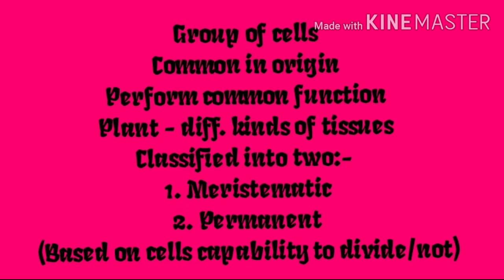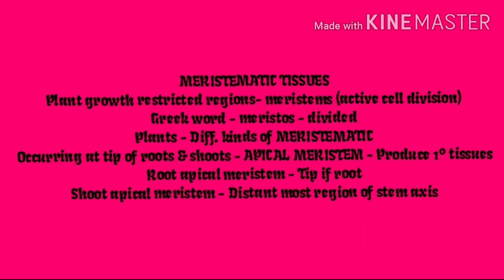And according to their capability of dividing or not dividing, these tissues can be classified into two main groups, that is, meristematic and permanent. So let's understand what meristematic tissues are first. Meristems are those restricted regions in growing plants where active cell division occurs. And that region in plants is defined as meristems. The word meristem was derived from a Greek word, meristos, which means divided.